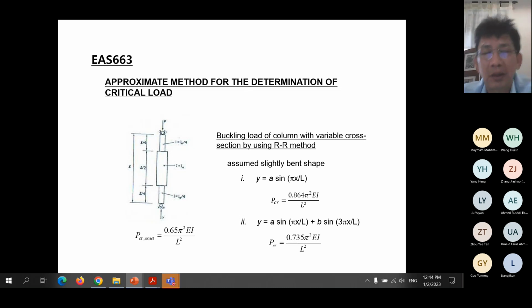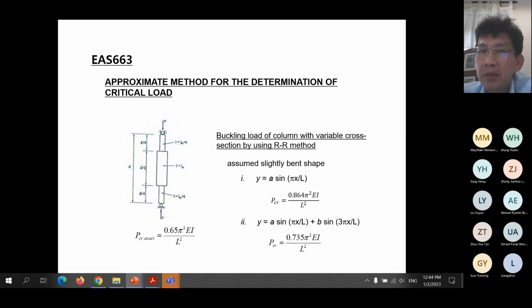Then we evaluate the strain energy. Remember the equation for strain energy. And we evaluate the potential energy of the actual load P. Remember that equation for that. Add them up together to get the total potential energy. Then we apply the principle of stationary potential energy, and we will get an equation.